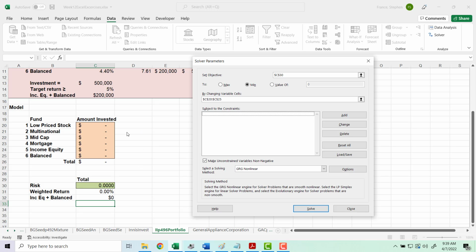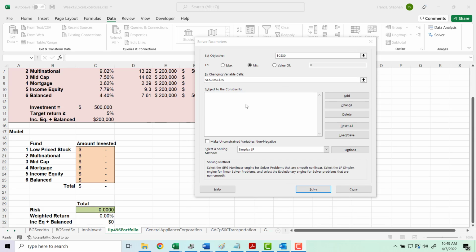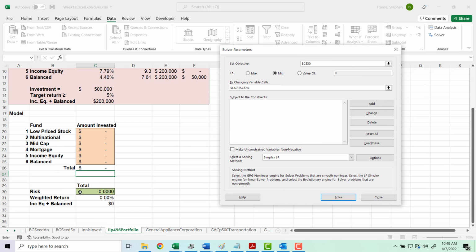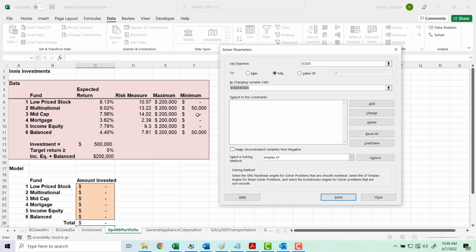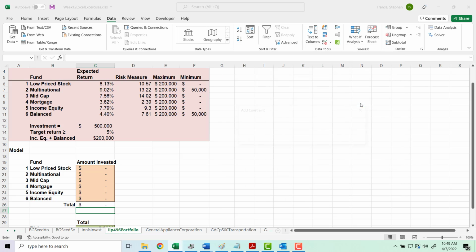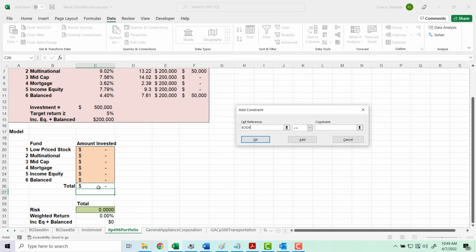We have quite a few constraints, so let's put them in order. Okay, sorry about the phone. Where were we? We just set the objective. The objective here is to minimize risk for a certain value of return by changing these cells. So we need to add some constraints. Let's first add the investment constraints: the total that we invest has to be equal to $500,000.